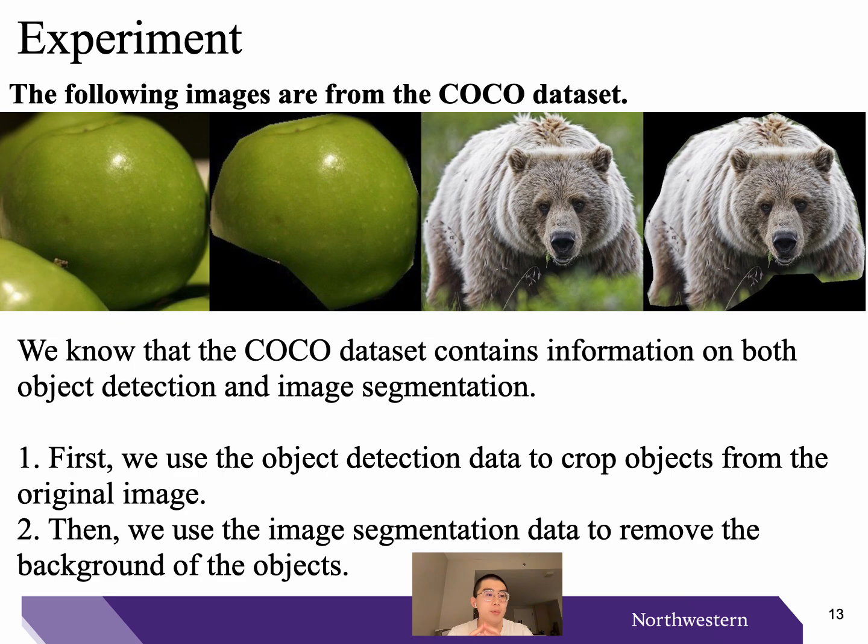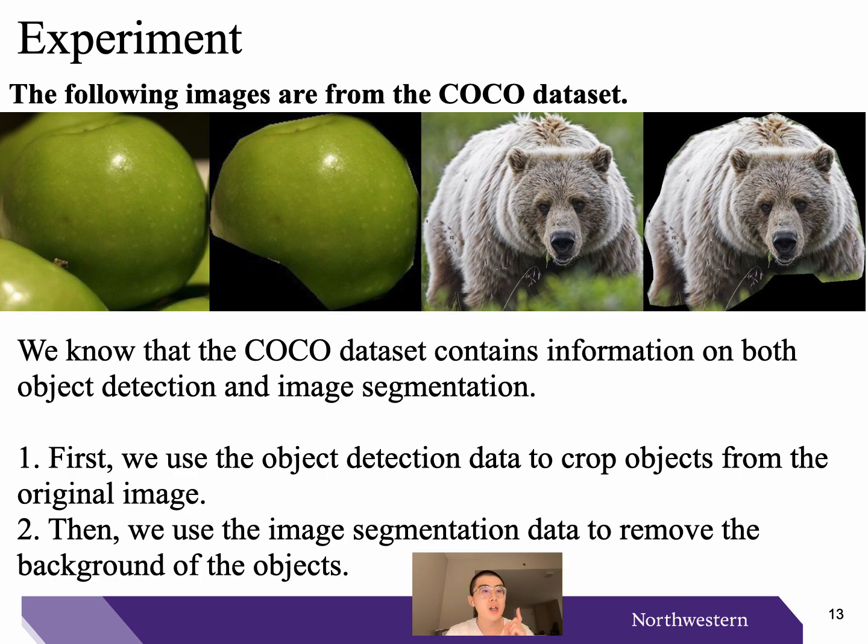Before diving into the algorithm, let me first talk about an experiment. The following images are from the COCO dataset. We can clearly see that one of the images has no background. We know that the COCO dataset contains the information on both object detection and image classification.